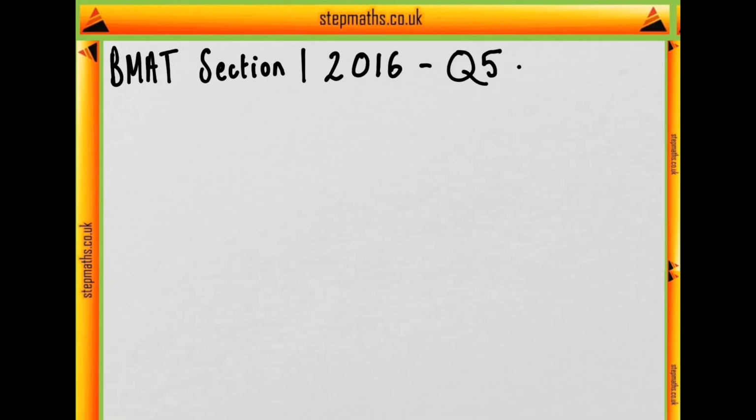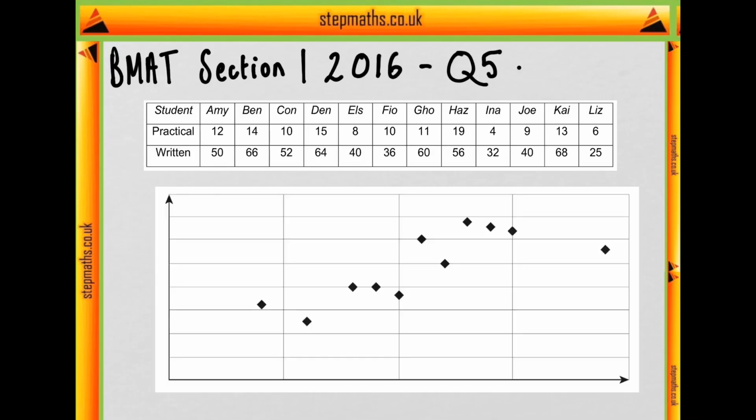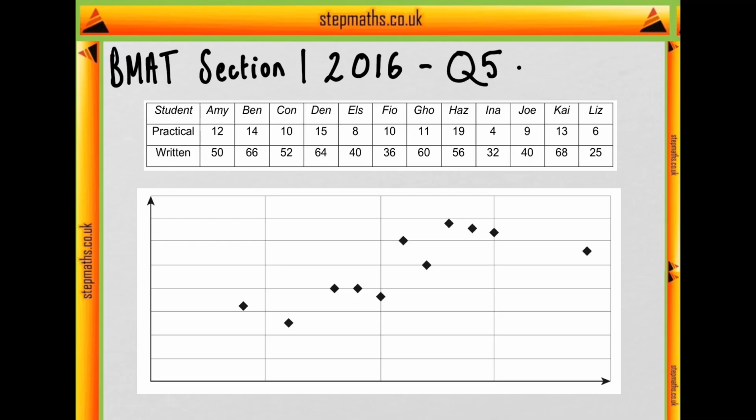Question 5 is a graph interpretation question. We're told that students in a physics class took a practical test and a written test, and the results are shown in a table. These results correspond to a specific scatter graph given in the question, which we're told has one student's marks missing. So the task is to identify which student's marks are missing from the scatter graph.